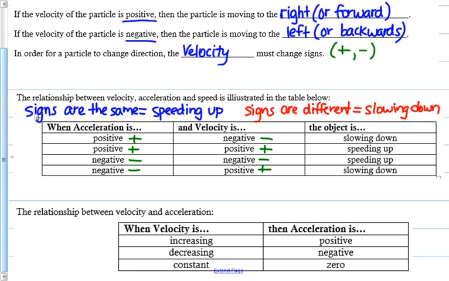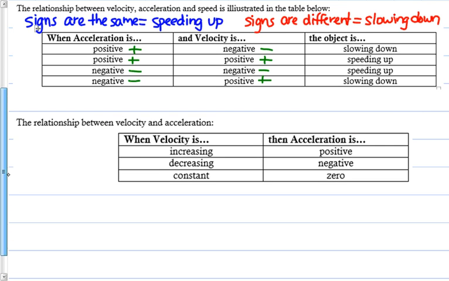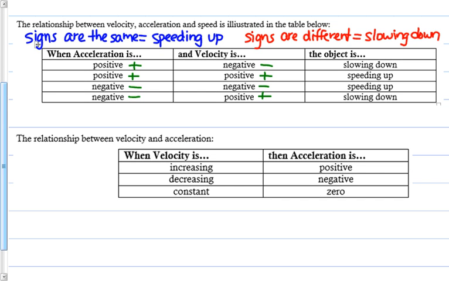Okay, more relationships here. Extend. Okay, the relationship between velocity and acceleration. All right, whenever velocity is increasing, so basically on a graph it would look like this, like it's moving up towards the right. My slope is going to be greater than 0. So therefore, acceleration is positive, and all positive numbers are greater than 0.